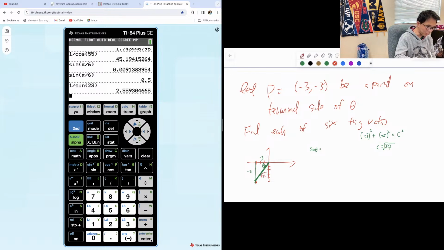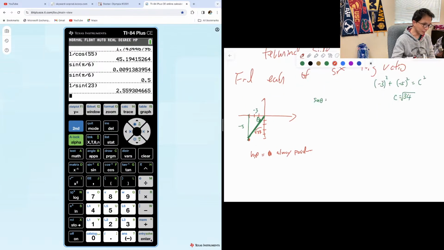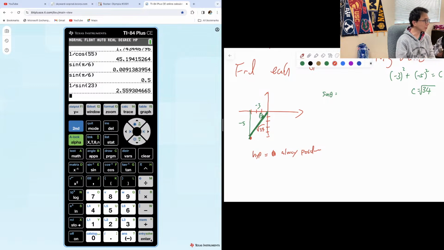Now, make sure of one thing. Hypotenuse, it doesn't matter which quadrant it is, it's always positive. So hypotenuse, write it down. It's always positive. There's no negative sign for hypotenuse. Only the x and y can be negative. So you gotta understand that.